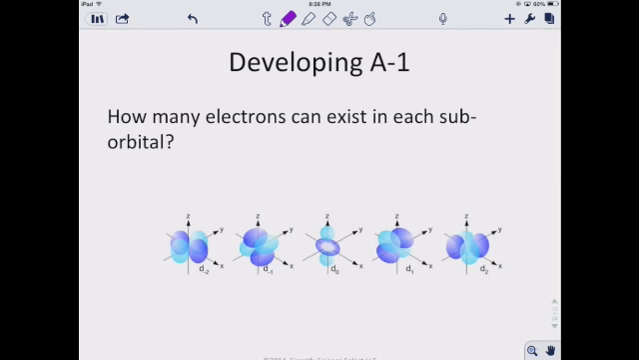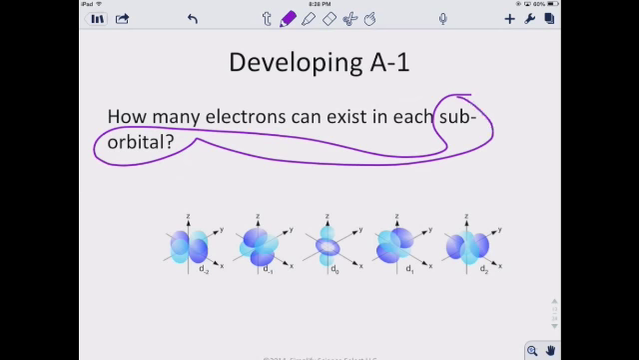The p orbital, on the other hand, has 3 suborbitals, and 2 electrons can fit in each one of those, so therefore it has 6. In the d, it has 5 suborbitals, so d can hold 10. And then f has 7 suborbitals, so it can hold 14. So the main thing here that I want you to get from this question, how many electrons can exist in each suborbital? Well, 2. Every suborbital can hold 2 electrons.